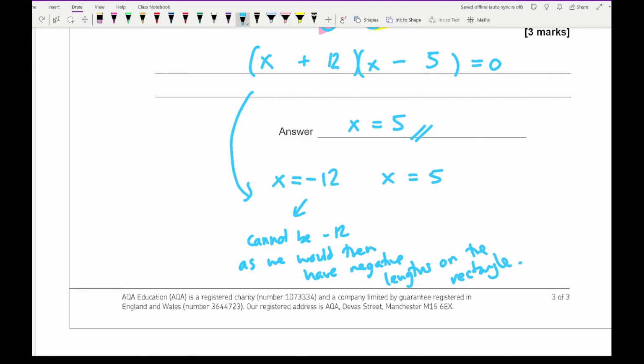And although that may not get you a mark for this particular question, for more problem solving or more proof questions, this may come into play. So always when you're looking at questions relating to shapes and perimeters and you end up with two values, try and check the validity of your two answers, because obviously one may be impossible for it to be.